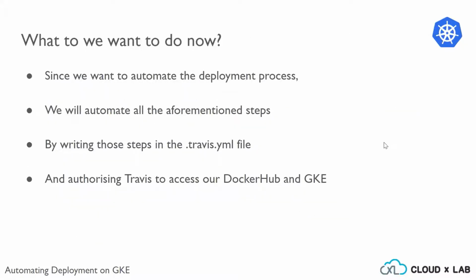Now, we are going to do the following. Since we want to automate the deployment process, we will automate all the aforementioned steps by writing those steps in the travis.yaml file and authorizing Travis to access our Docker Hub and Google Kubernetes Engine.